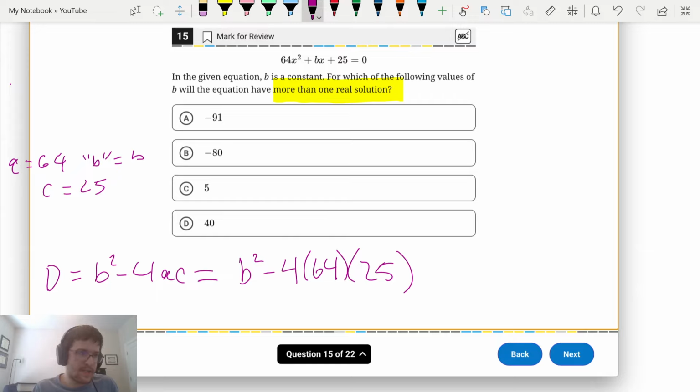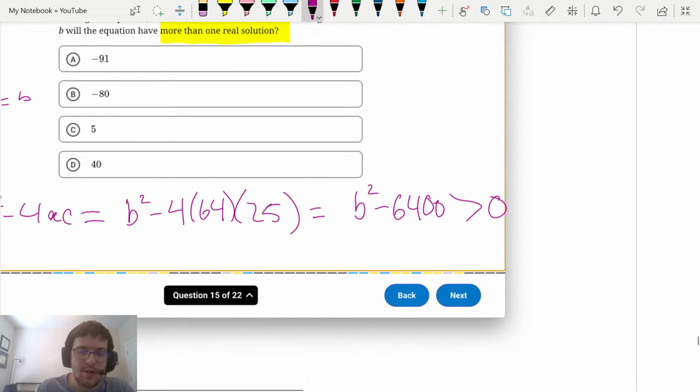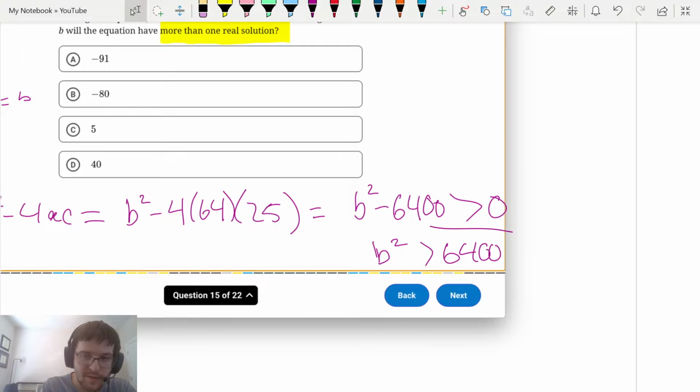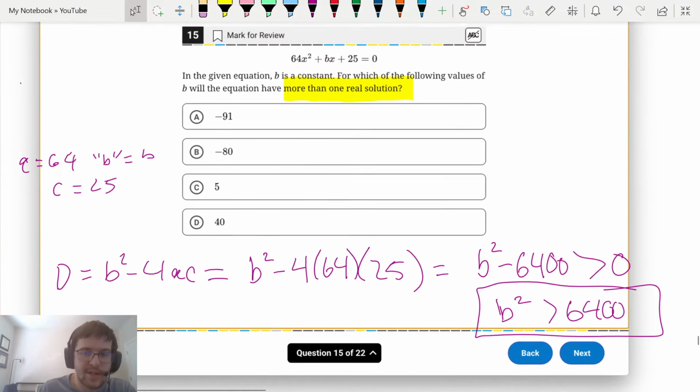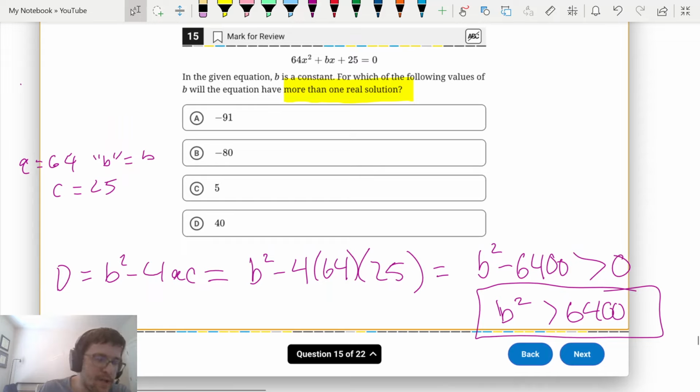So that gives us -4 times 64 times 25, which is -6400. And remember, it says more than one real solution, so that means it must be greater than 0. So b squared, if I add 6400 to both sides, I get b squared is greater than 6400. Okay, now all you can do is plug all these in and see which one gives you a number bigger than 6400. This one doesn't, this one doesn't, this one doesn't. If you plug in -91 in parentheses and square it, you get 8,281, which is certainly bigger than 6,400. So that's our answer.